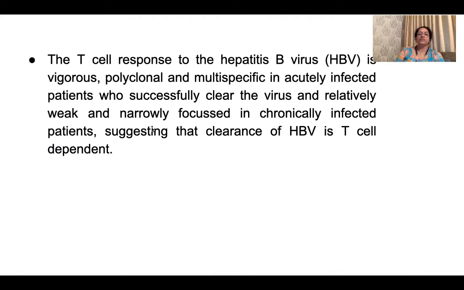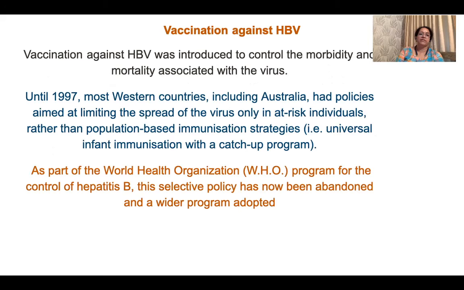Here the T cell response to the hepatitis B virus, HBV, is vigorous, polyclonal and multispecific in acutely infected patients who successfully clear the virus, and relatively weak and narrowly focused in chronically infected patients, suggesting that clearance of hepatitis B viruses is T cell dependent. Vaccination against HBV was introduced to control morbidity and mortality associated with this virus.